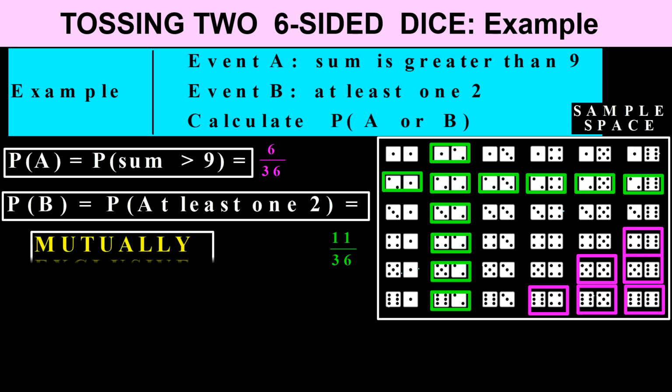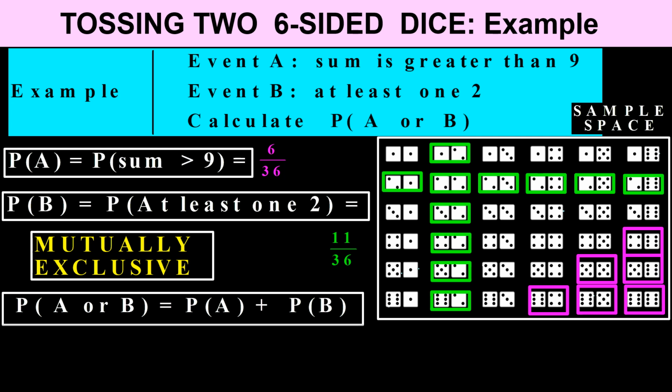But if we look at those two events, we see those two events are mutually exclusive. So the probability of A or B is the probability of A plus the probability of B. What is the probability of A? Let's do the substitution. Probability of A is 6 over 36, so substitute the 6 over 36. Probability of B is 11 over 36, so we substitute 11 over 36. We do that calculation, we get 17 over 36.